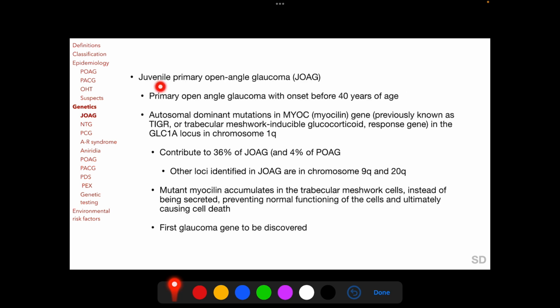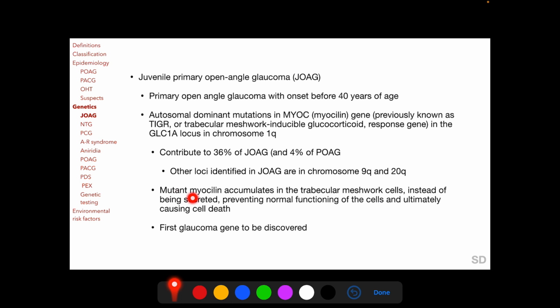Juvenile primary open angle glaucoma is primary open angle glaucoma with onset before 40 years of age, and 36% of JOAG patients have been found to have autosomal dominant mutations in the myocilin gene, and this is the first glaucoma gene to be discovered.